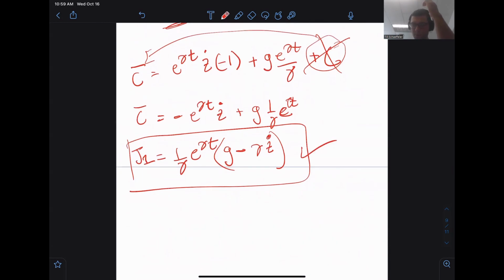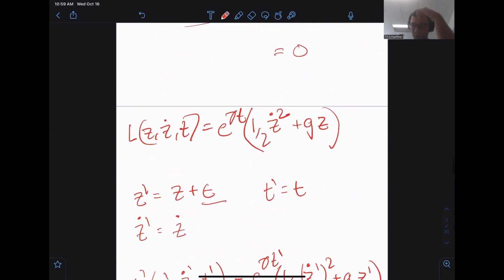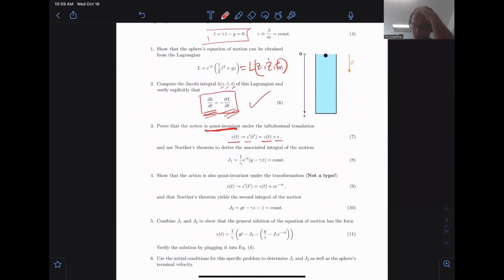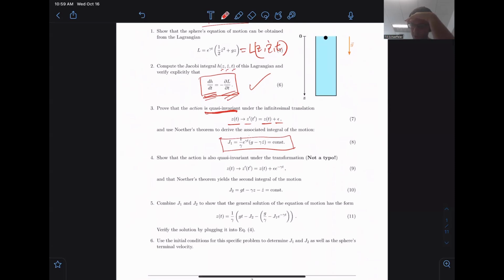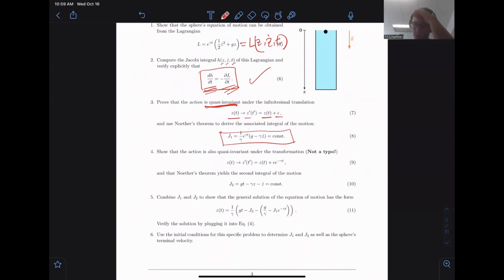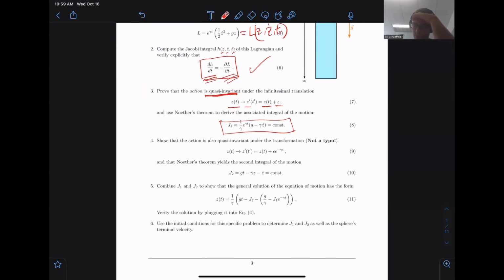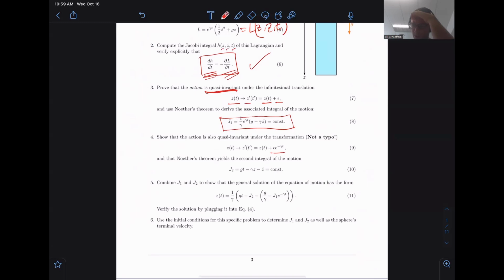So what did we do? We proved that this action is quasi-invariant, and we know that this is the constant of motion associated with that translation. So now we're just going to do the exact same thing again. This time it's just going to be a little harder because this phi that was equal to 1 up here is now equal to something a little more complicated. But it's just going to be the exact same thing.